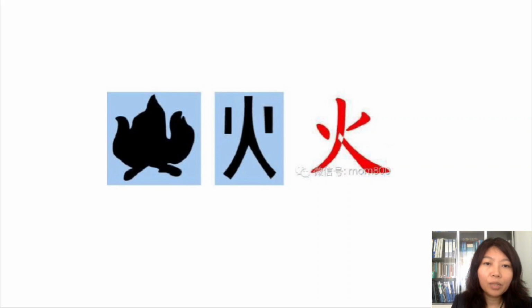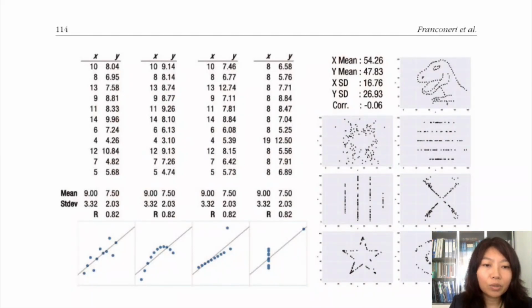But if I show you that this Chinese character comes from fire, for example, this is a flame, as we can see here, and these are the two branches of the tree to make the fire, then probably you can remember it better, or you may think it is easier to remember this Chinese character, fire. And similarly, we use figures or charts to help us interpret the data.